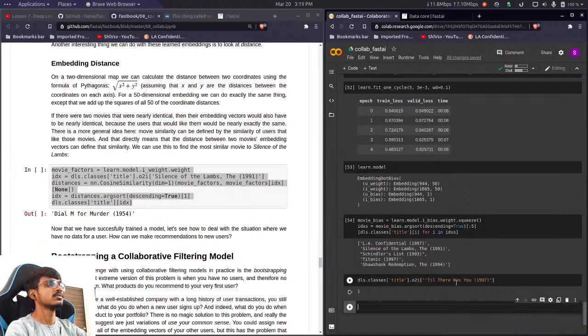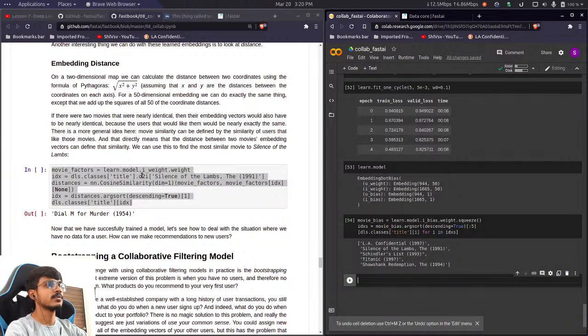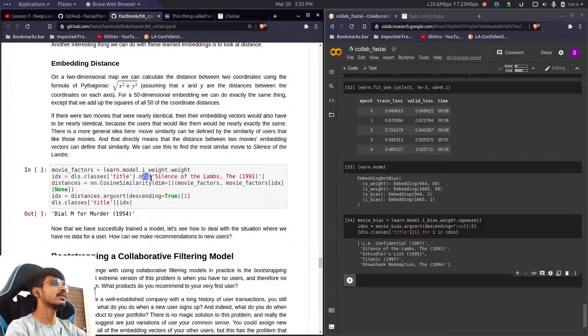Okay, it is giving us the index, I guess. This gives us the index. O2I means O2 index, object to index, I guess. So this returns the index. Of course, it returns the index. We have specified over here, dummy, and we are passing those index to movie factors. So we are retrieving the movie factors.